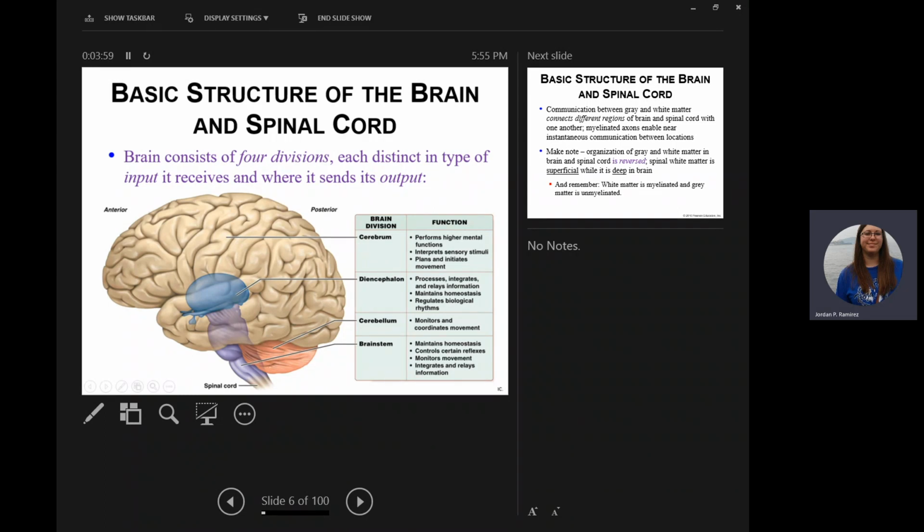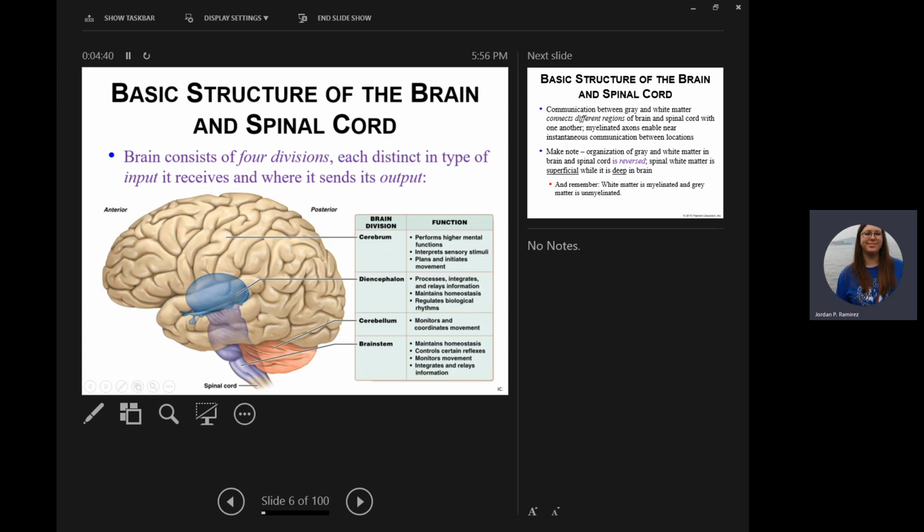General overview of the function is as follows. The cerebrum performs higher mental functioning, language, emotion, different kinds of things, cognition. It interprets sensory stimuli, and it plans and initiates movement. The diencephalon here processes, integrates, and relays information. It maintains homeostasis and will regulate certain biological rhythms. The cerebellum is going to mostly be responsible for monitoring and coordinating movement. And the brainstem controls homeostasis, controls certain reflexes, monitors movement, and integrates and relays information.